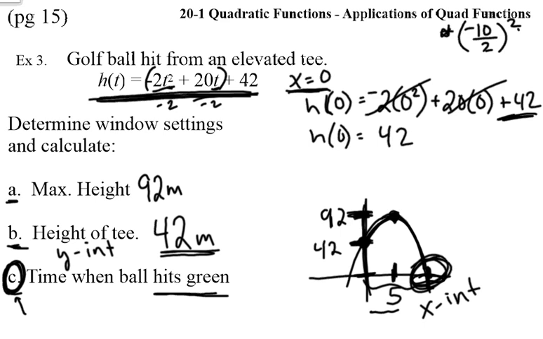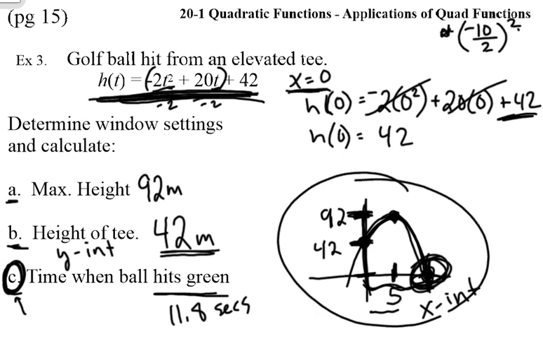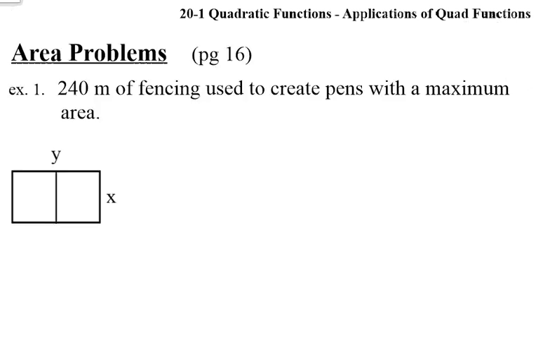You can check it with your calculator if you want, and you are going to have a time of 11.8 seconds. You can double check that on your own. It's going to travel for 11.8 seconds before it hits the green. So this is the first type of question, things that travel in parabolas. Those parabolas, the characteristics, give us important information. All right, we continue on.